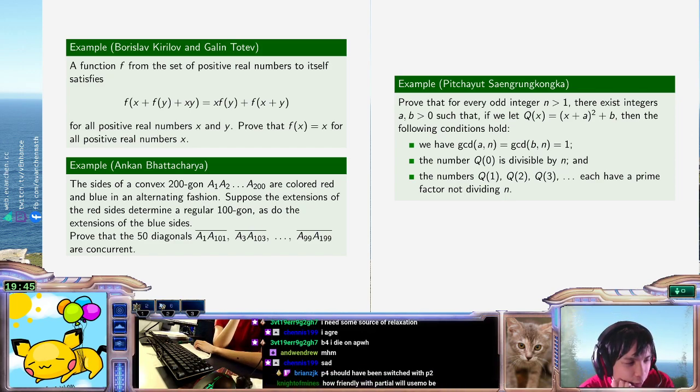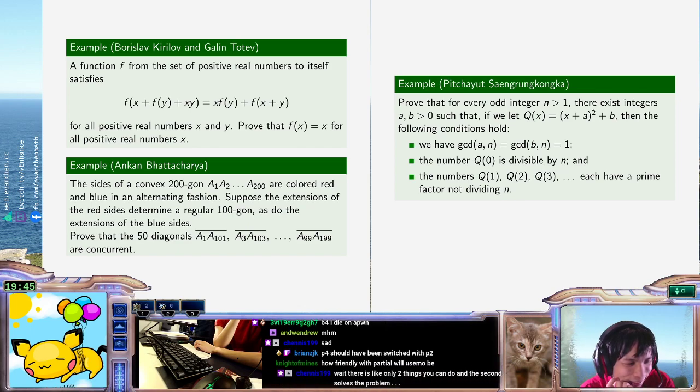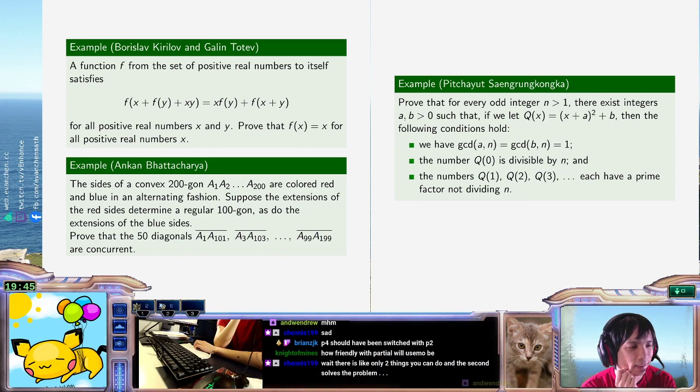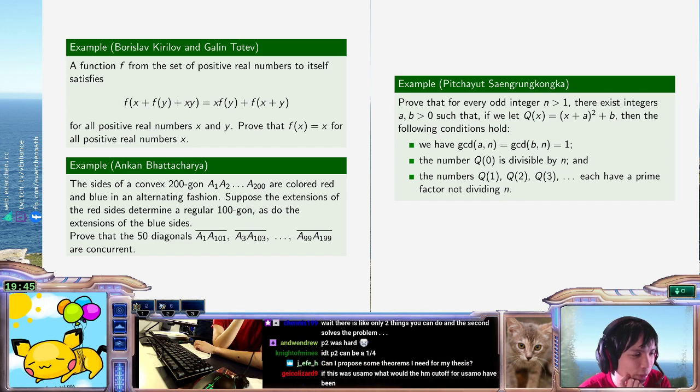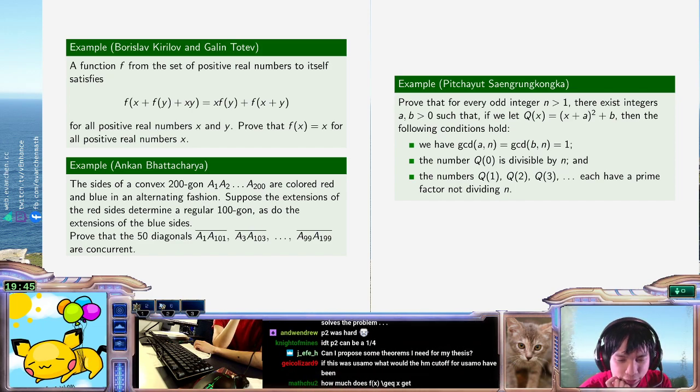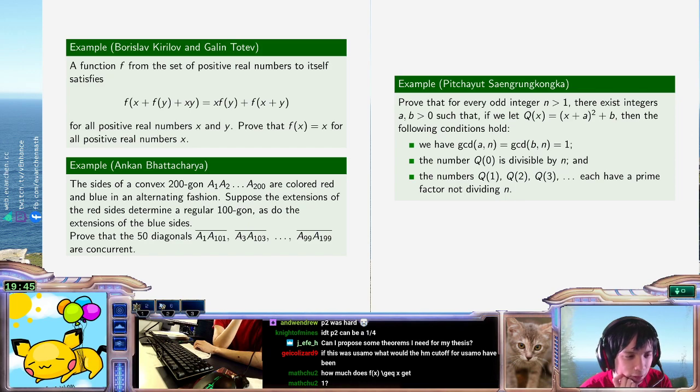Problem 4 should have been switched to problem 2. No, I don't like it. I don't think P2 can be a 1-4. Can I propose some theorems I need for my thesis? If you propose the theorem with a solution, I'll take it.